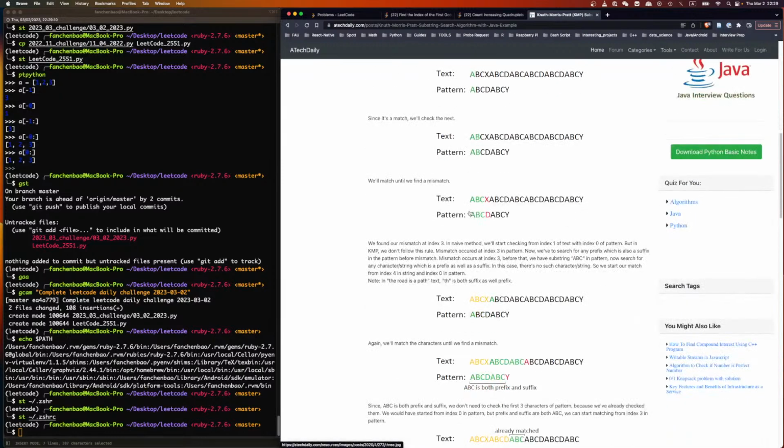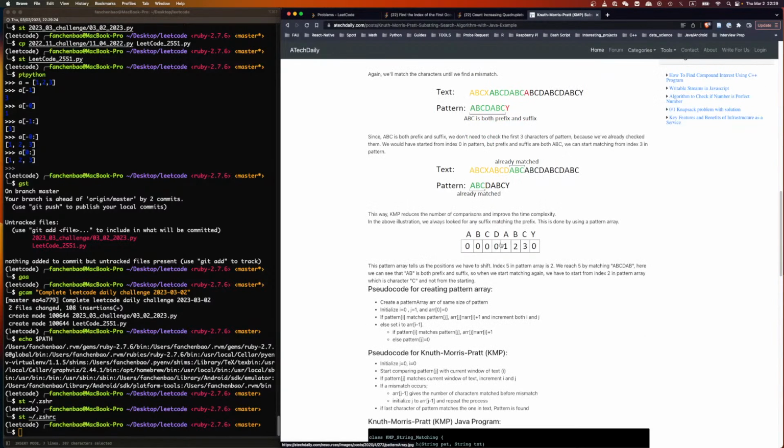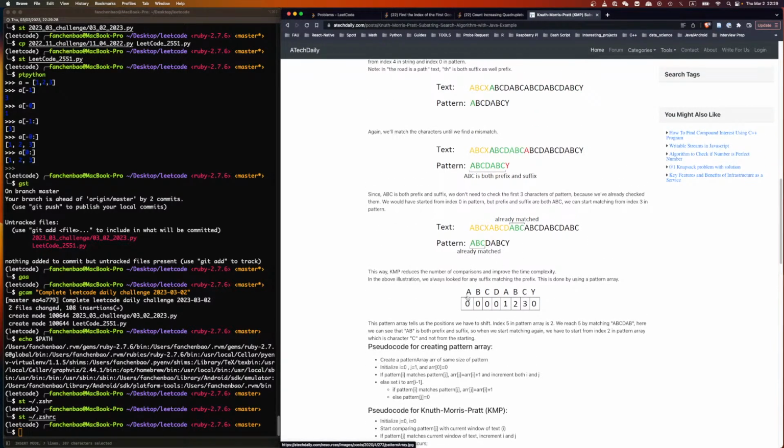Alright, let's just learn this again. KMP. So we're going to first create a pattern. I think the pattern is... I forgot what the pattern is.